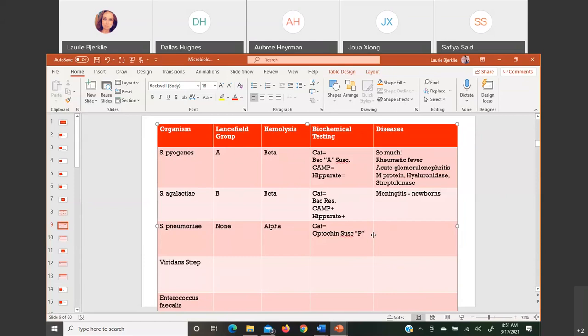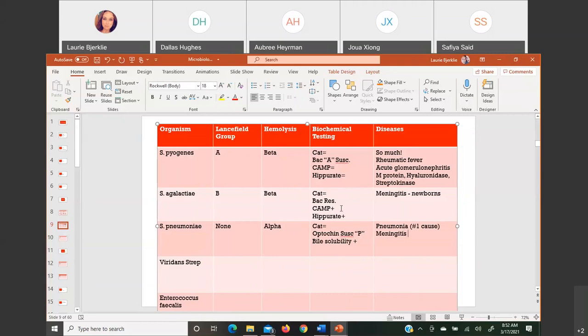There is another test that we could list here. What would it be? Or does anyone have ideas? Yes, bile solubility. And this would very much be bile solubility positive. Good. Okay. Two diseases that we have linked with strep pneumoniae. One should be kind of more obvious from the name. What do we got? Definitely pneumonia. Again, it is the number one cause of pneumonia. And the other, good, is meningitis. So some very big, scary diseases that we've linked with it.